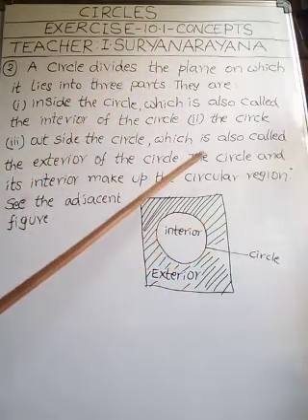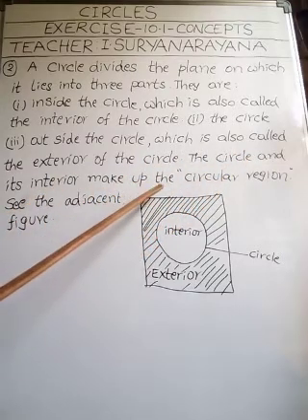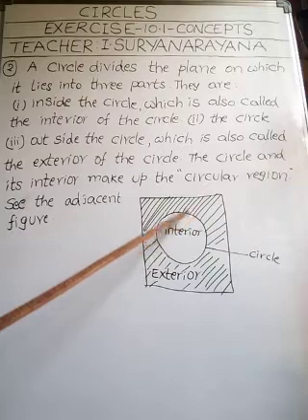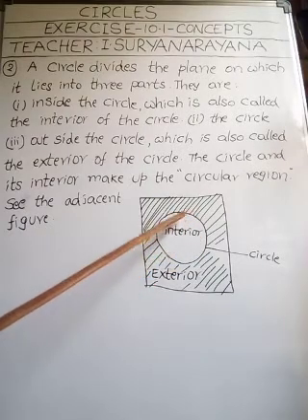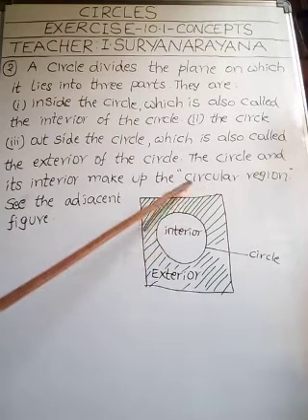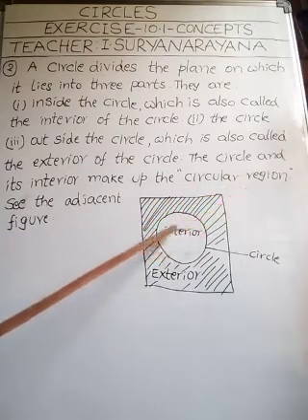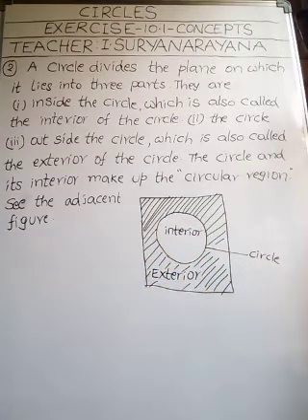Okay, my children, the circle and its interior make up the circular region. This circle and this interior of the circle, both together, make up a circular region. Understood this point, my children? Is it clear? Right.